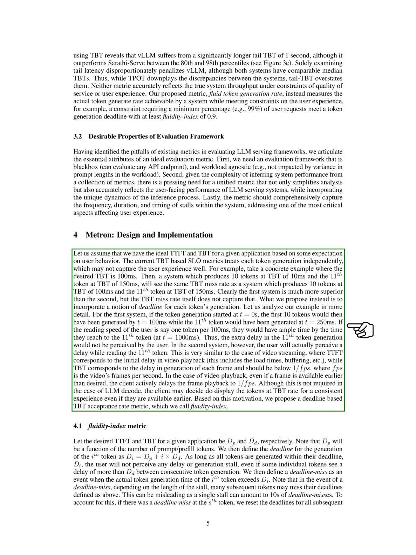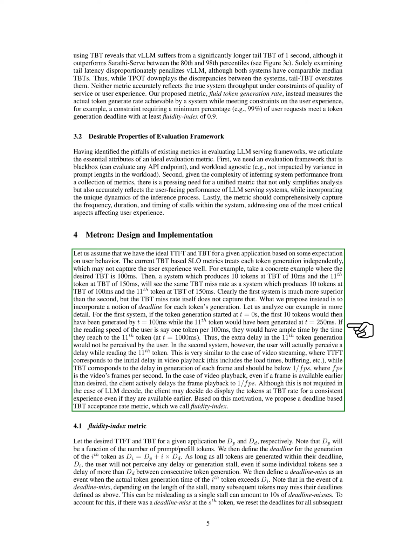Suppose we have the ideal time to first token, TTFT, and time between tokens, TBT, for an application based on expected user behavior. The current TBT-based metrics may not effectively capture user experience as they treat each token generation independently. For instance, if a system generates 10 tokens at 10 millisecond intervals and the 11th token at 150 milliseconds, it is perceived the same as a system producing 10 tokens at 100 millisecond intervals and the 11th token at 150 milliseconds. However, the first system is superior despite the same TBT miss rate.